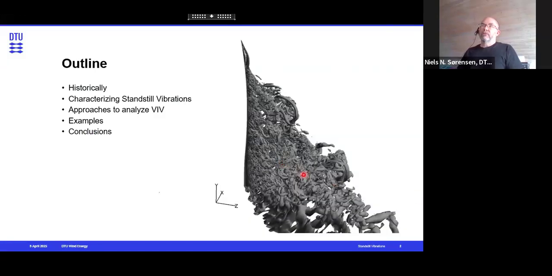The outline for the talk: I'll try and say a few historical things about wind turbine vibrations and standstill. I'll try to characterize what we understand by standstill vibrations. I'll introduce some approaches we have developed and used to analyze vortex-induced vibrations, including some examples, and then I'll try to reach a conclusion.